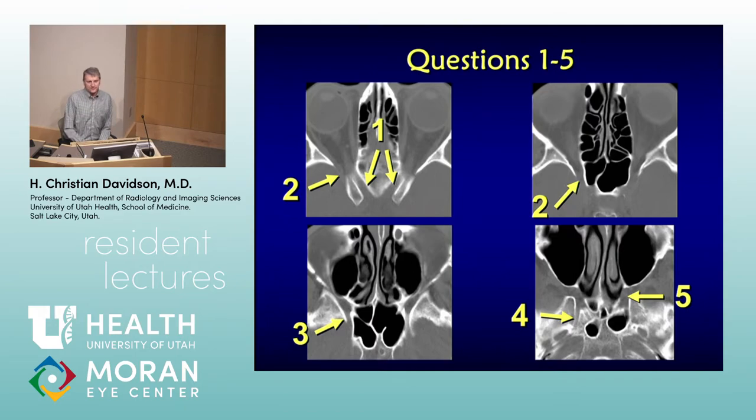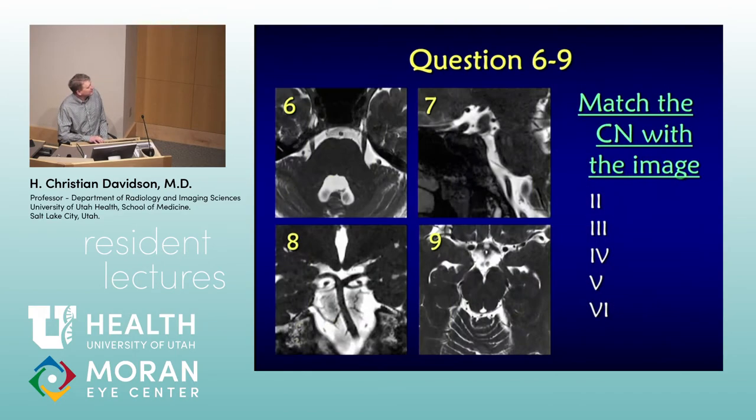Is that enough time? Anybody need more time? Okay. And this one, it's not ABC, it's just 2, 3, 4, 5, and 6. So there are four images that are based on high T2, high contrast cisternal imaging. And you've got five nerves to choose from, and images 6, 7, 8, 9 each show one of these cranial nerves. Helpful. These are the nerves that we're after.